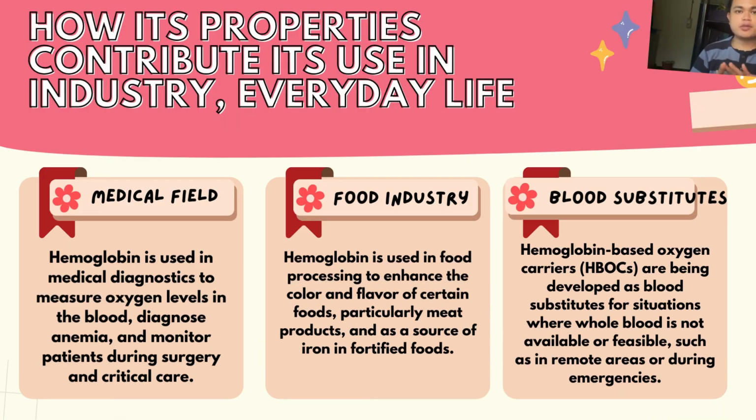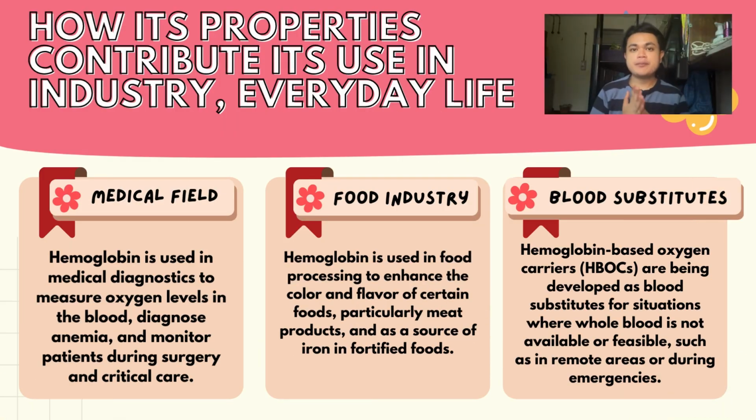Moving forward, hemoglobin's properties make it vital in various fields. In the medical sector, it measures oxygen levels, diagnoses anemia, and monitors patients during surgery and critical care, while in the food industry, it enhances the color and flavor of certain foods, particularly meat products, and provides a source of iron in fortified foods. And as a hemoglobin-based oxygen carrier, it serves as a blood substitute in scenarios where whole blood is unavailable or impractical, such as in remote areas or emergencies.